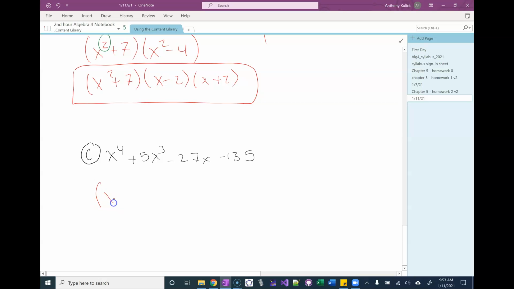When we factor this by grouping, we group the first 2 terms together, and then the second 2 terms together. And then we pull a greatest common factor from each of those. From the first, what's the greatest common factor between x to the fourth and 5x to the third? X to the third. So when I factor an x to the third off, I'm left with x plus 5. Then for the second piece, we look for a greatest common factor between negative 27x and negative 135.